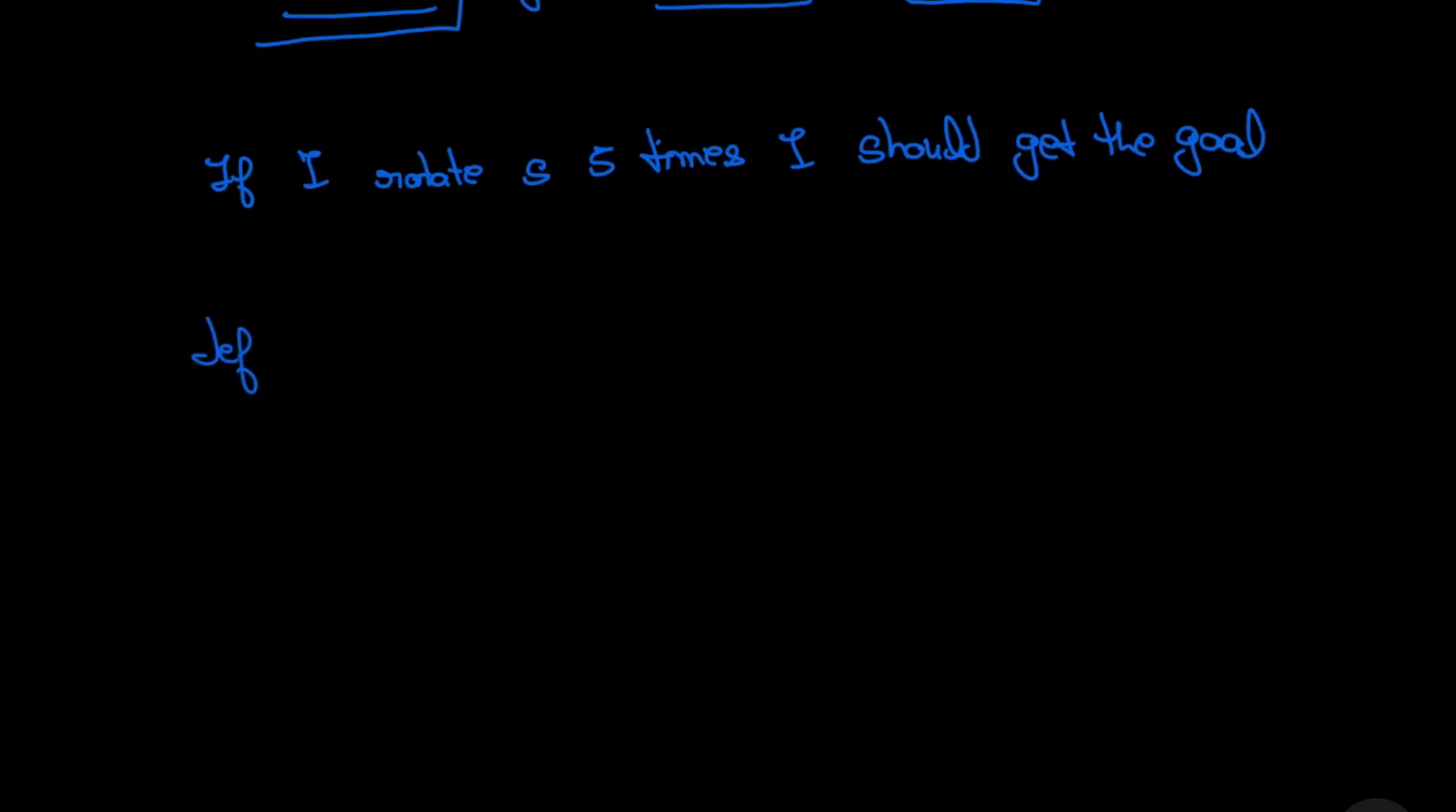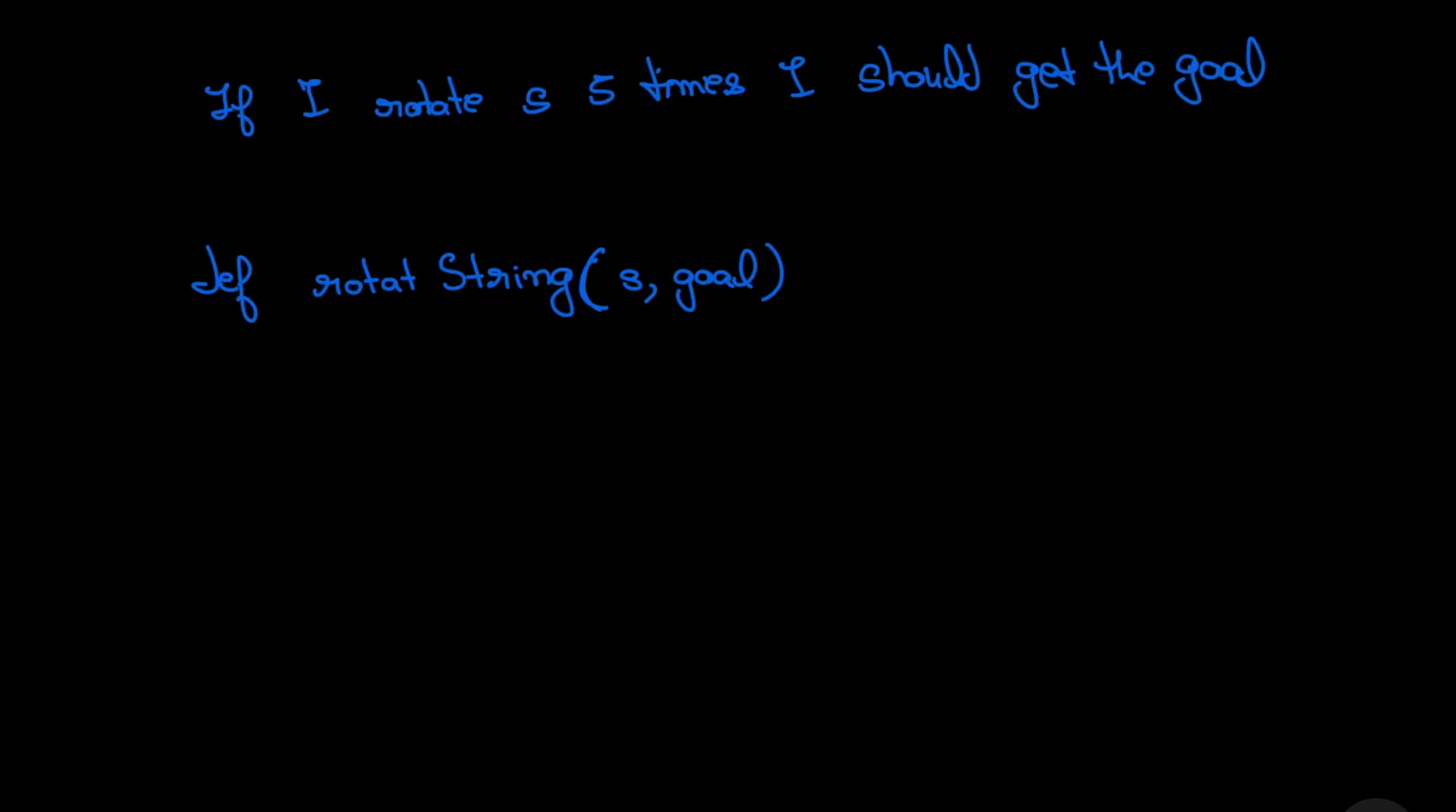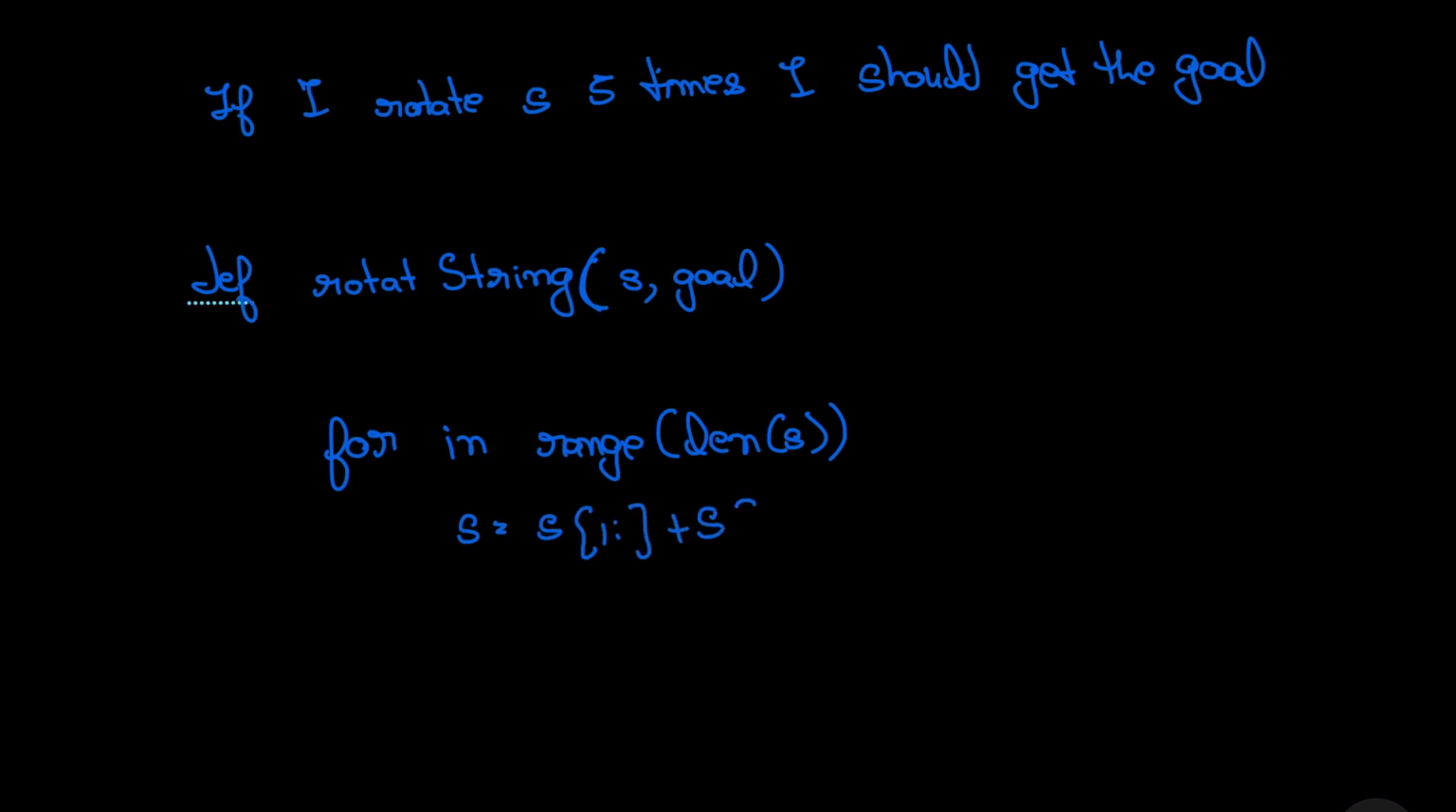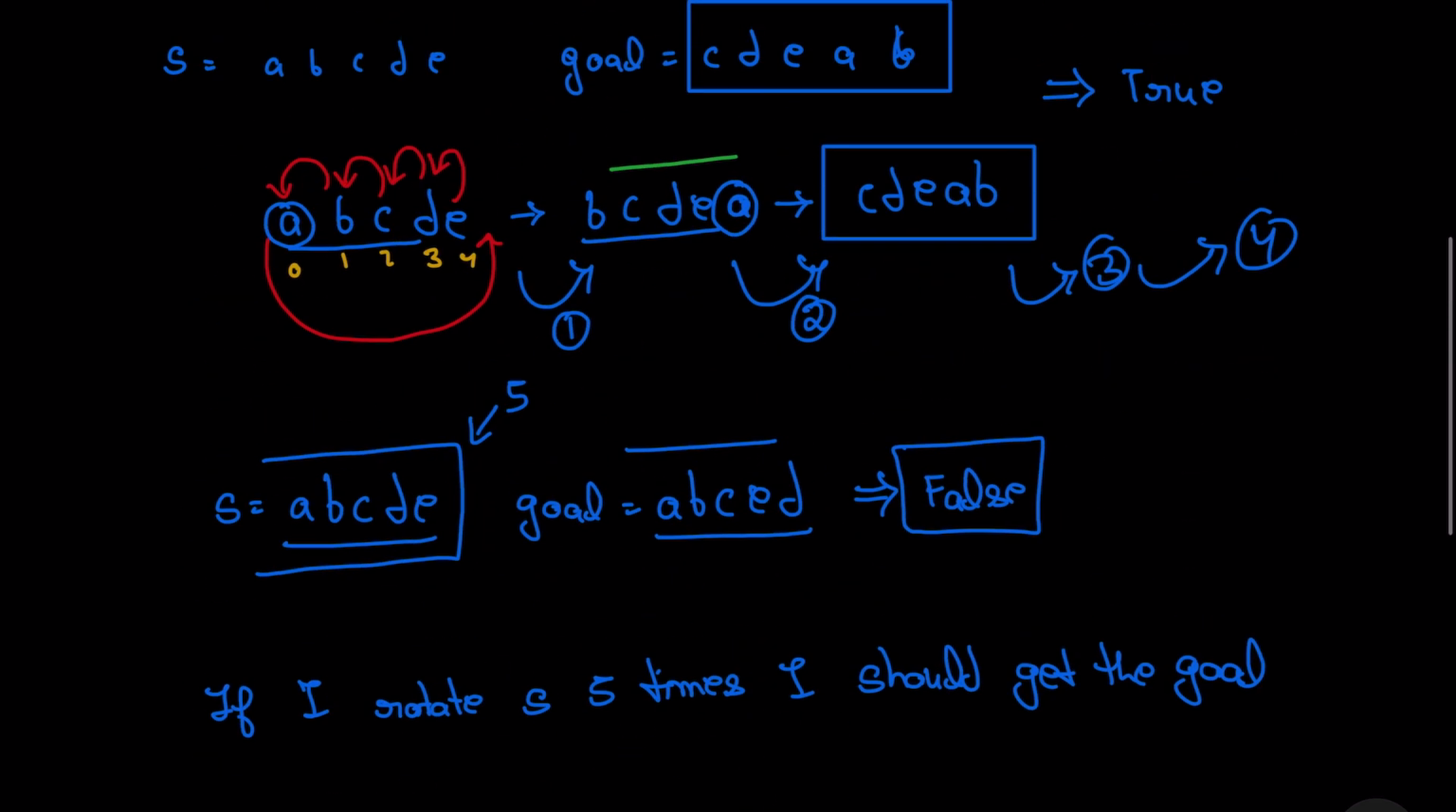Let's say my method name is rotateString. This is a fairly simple code to write. This will get two parameters: one is S and another is goal. So as we said, we have to rotate it for i in range of length of S. For every iteration, I say S is equal to S[1:] plus S[0]. I'm doing this exactly as I discussed.